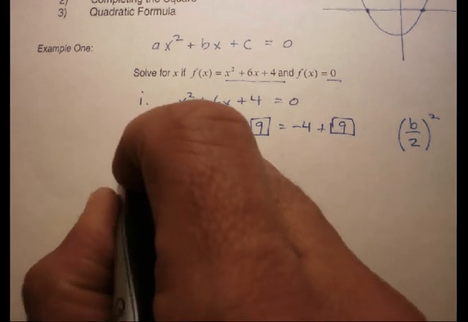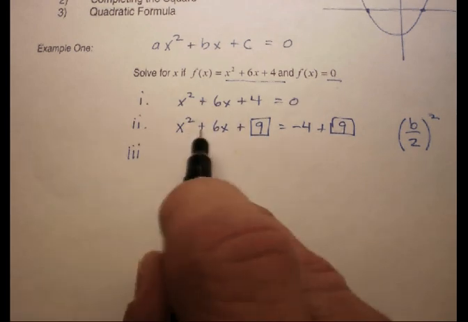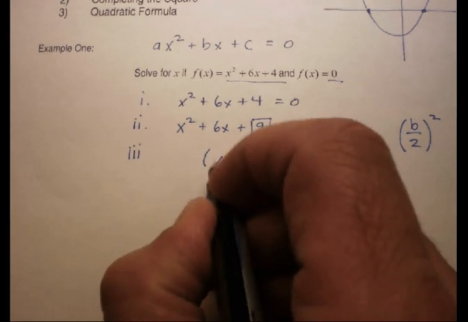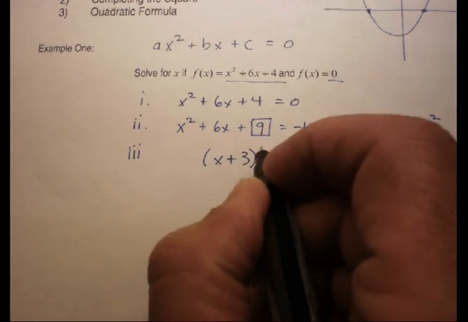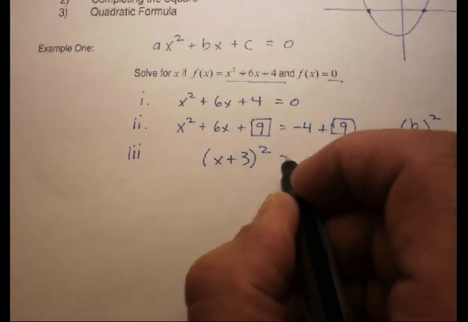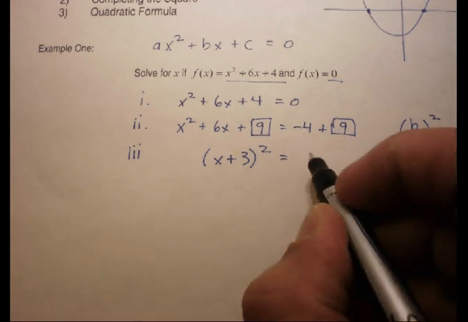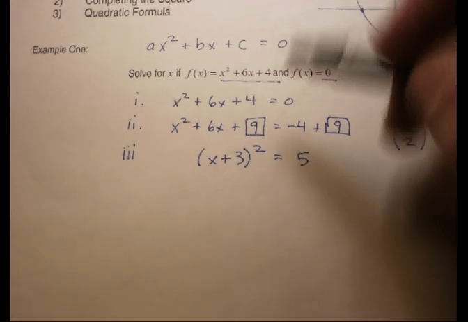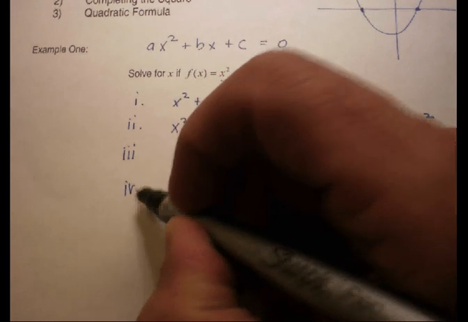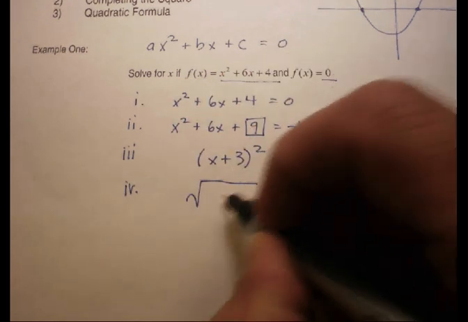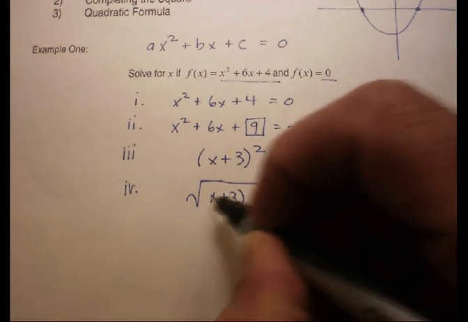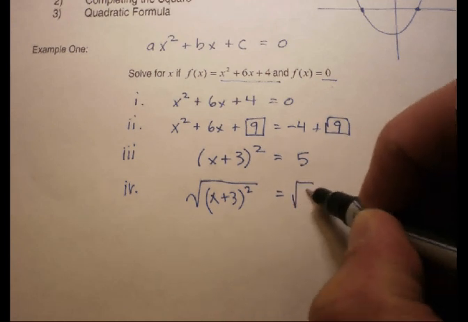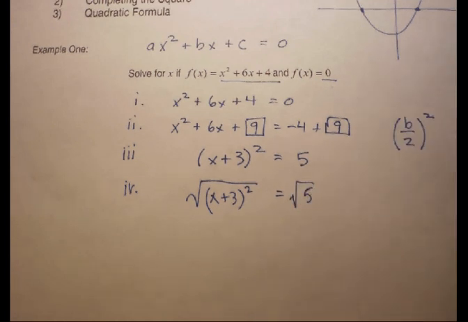Alright. Now that I've got this x squared plus 6x plus 9, I can actually factor that. Again, it's a perfect square trinomial, so I get x plus 3 quantity squared, and on this side I get 5. That's pretty fortunate, because now I can just take the square root of both sides. The square root of x plus 3 squared, and then again the square root of 5 on both sides.